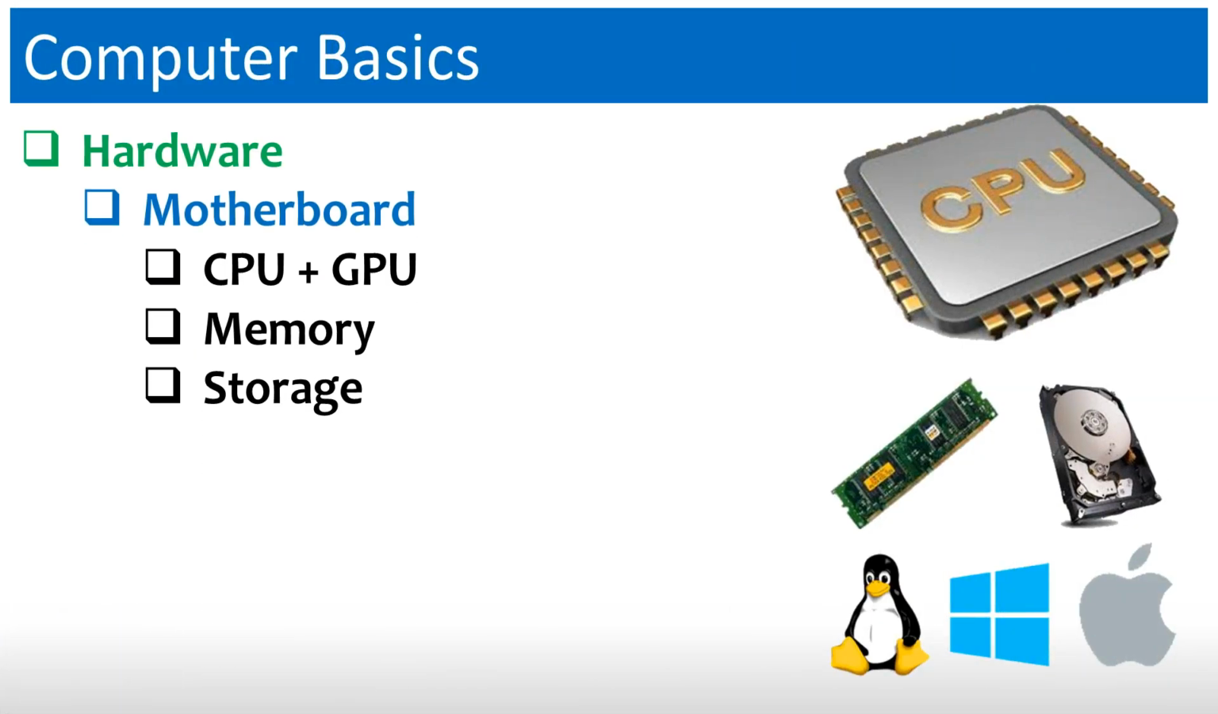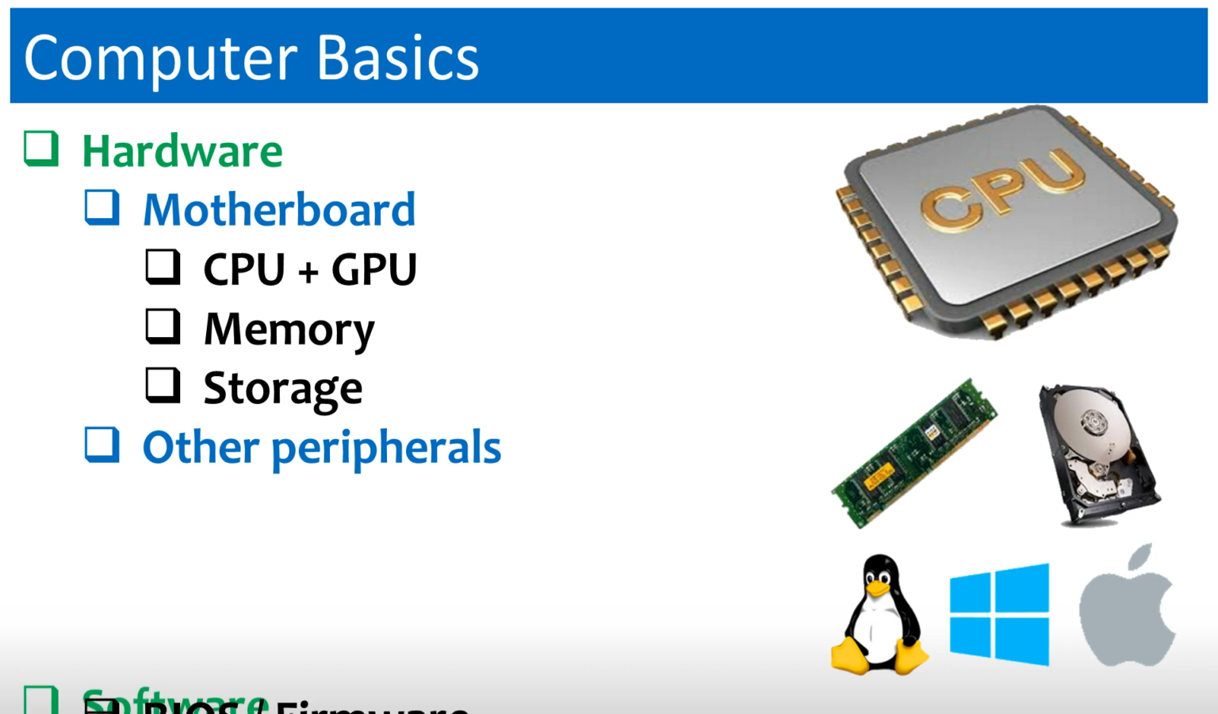So the first thing we want to understand about the computer system is that it is composed of two main things. First, the hardware. The main parts of the hardware are the CPU and GPU, memory and storage. They usually come on the motherboard, which is the main circuit of the hardware. In addition to the motherboard, there are also some additional peripherals like input-output devices. For example, the mouse, the keyboard, monitor, and the printer are considered peripherals.